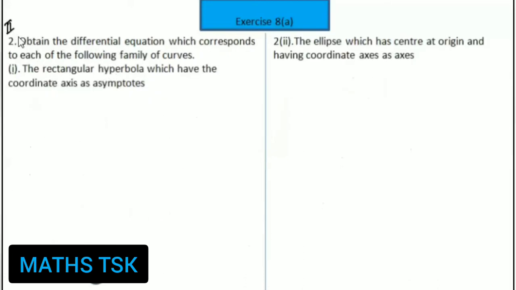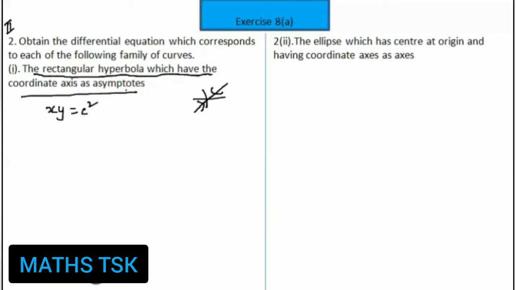Second Roman, second problem. Obtain the differential equation which corresponds to each of the following family of curves. So a family of curves is given in terms of words. A sentence is given. So what is the sentence? The rectangular hyperbola which has the coordinate axes as asymptotes. So we know the formula as xy is equal to c square for the hyperbola. It is the equation of the rectangular hyperbola whose coordinate axes are asymptotes.